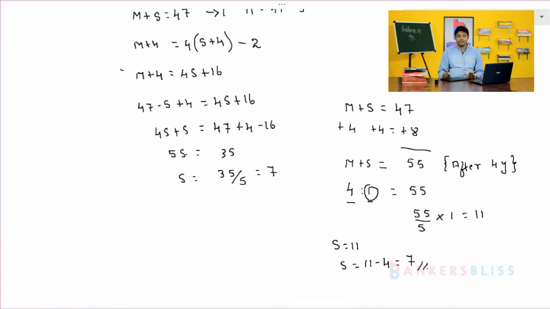Very simple method, the ratio method. If you go through the options, then you have to go for trial and error, so don't prefer options for these types of problems. Go for the ratio method. In most cases, the ratio method will help you solve the problems within the given period of time.